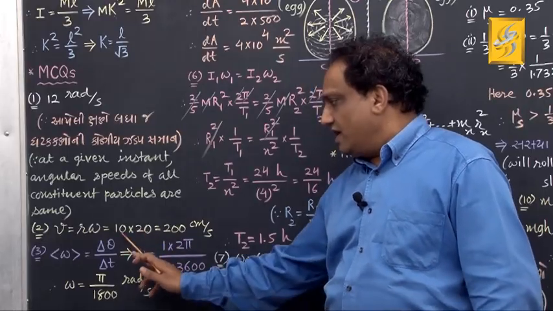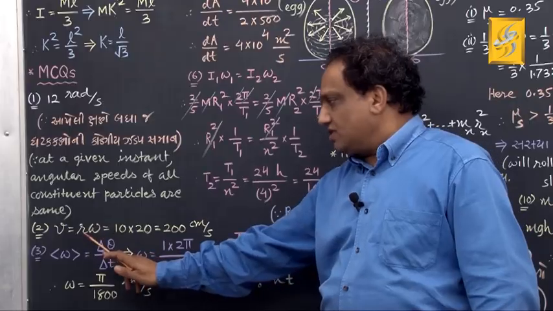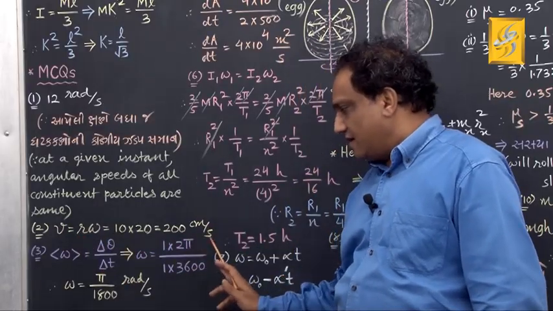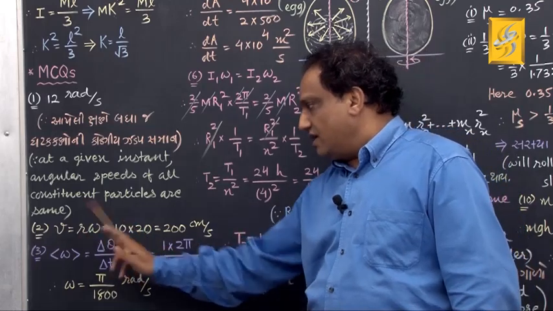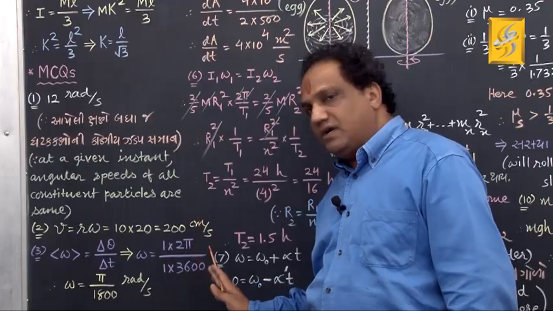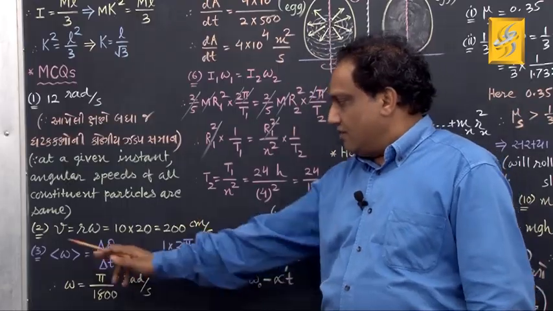Simplify. 10 times 20 is 200. Because this value you are taking in centimeter, the unit of this velocity would be centimeter per second. Had this been in meter, we could have written here meter per second. Right now this is in centimeter, so we are writing centimeter per second. Okay. Now read number 3.